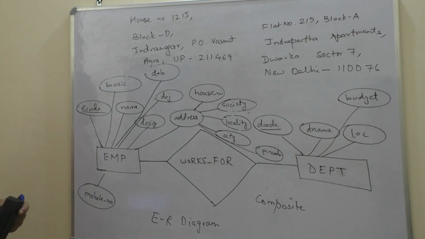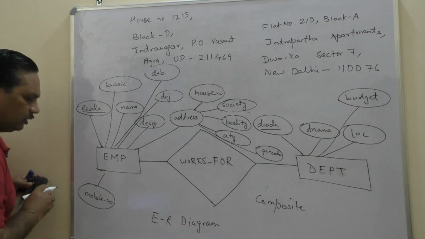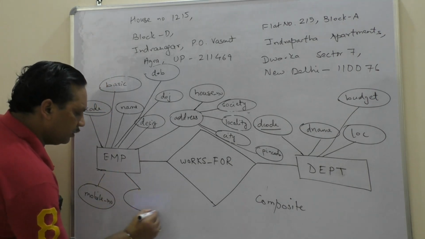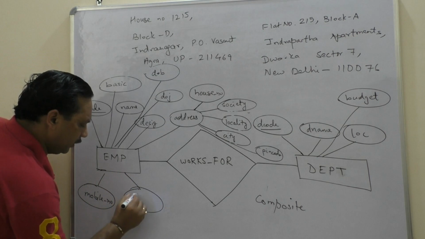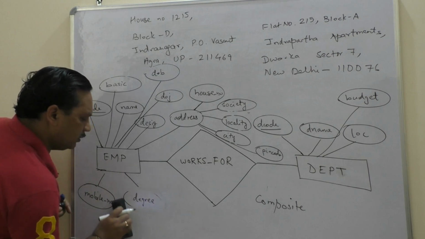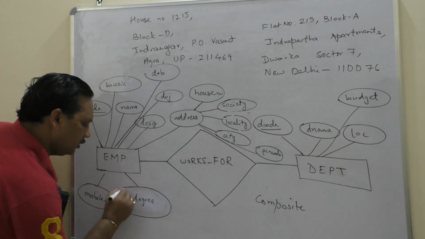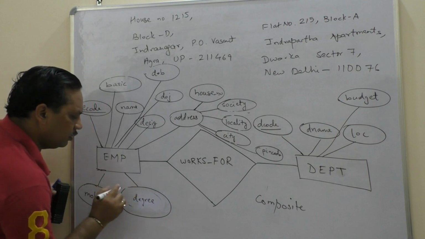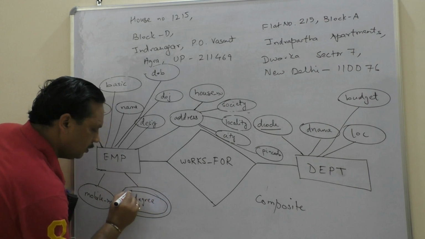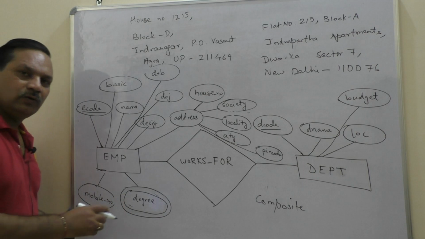Okay? Fine. I can have another: employee degree. Very good example I've taken. Clear? Now understand this. Please understand this. Now see, this is an ellipse, and this again I'm doing a double ellipse. Why? Tell me why it is a double ellipse. You know why?